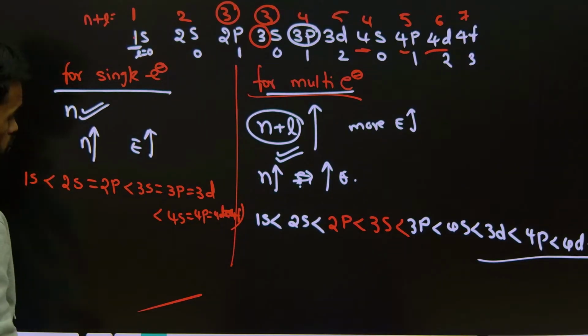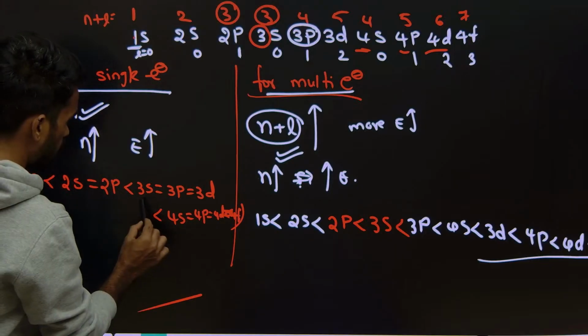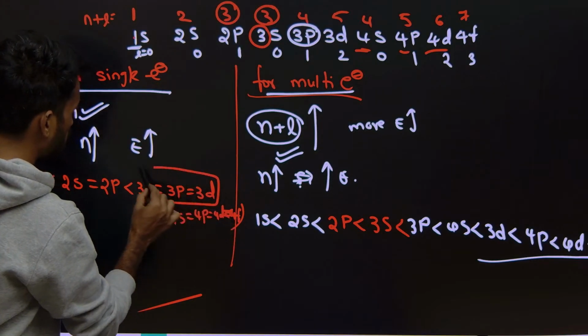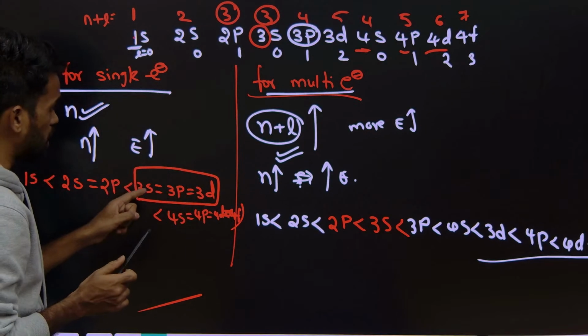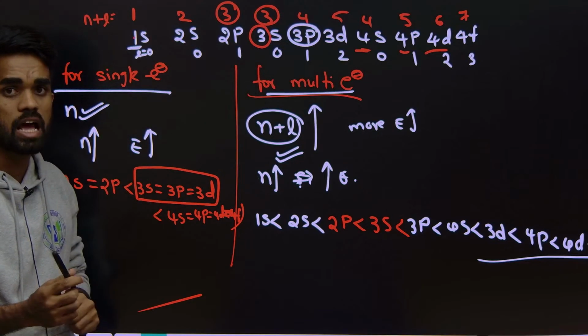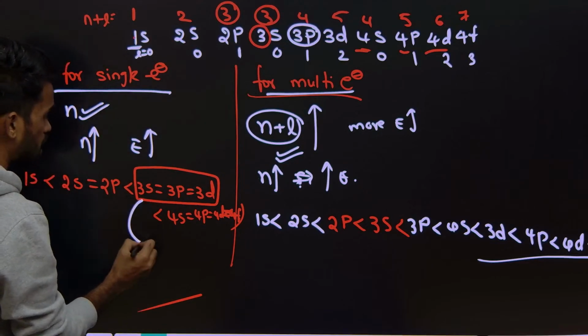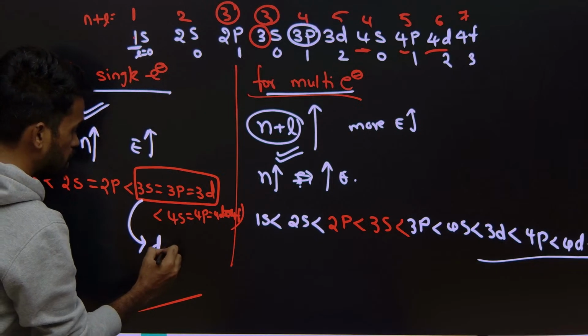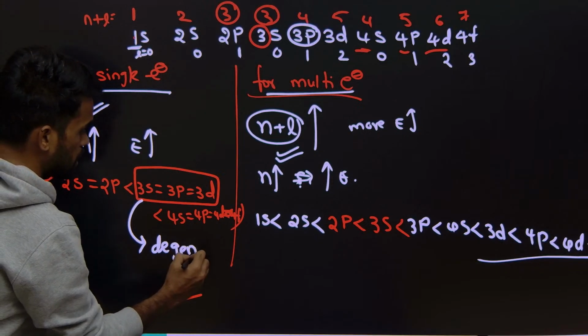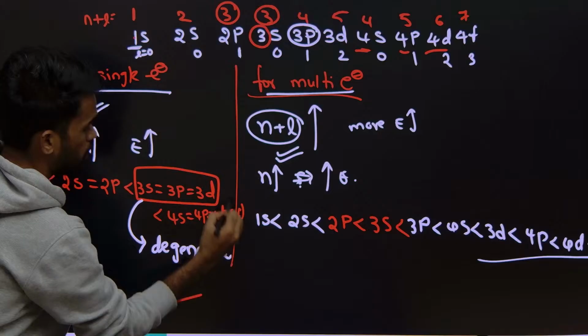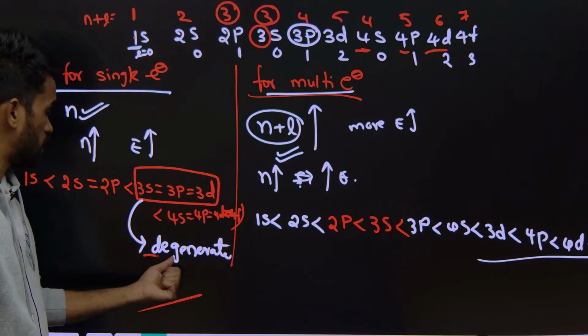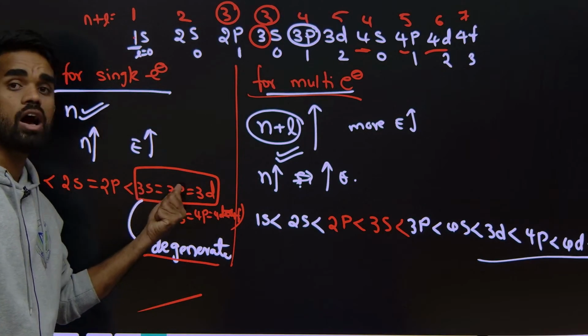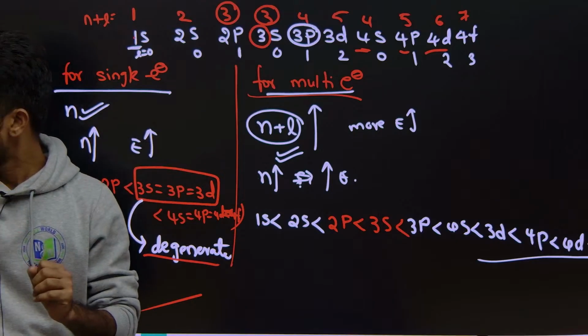Okay, so if the orbitals are having equal energies, see this 3s, 3p, 3d subshells are having equal energy, so this can also be termed as degenerate orbitals. You can remember this word. Degenerate means they have the same energies, that's it.